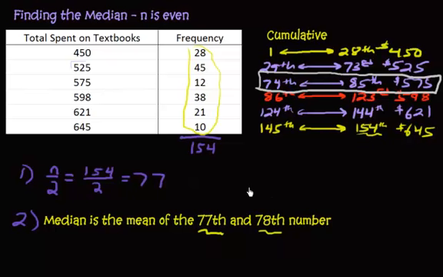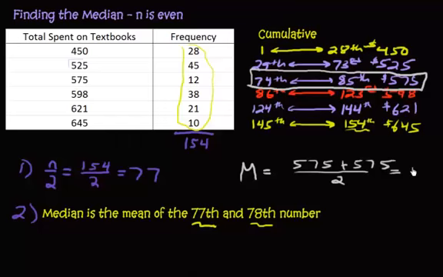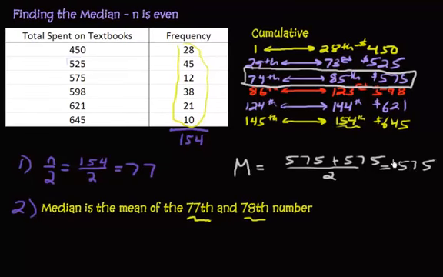All right, so what you're going to do is you're going to take those two numbers, which is they both spent $575. You're just going to add them together, divide by 2, and that's going to be 575. Okay, so let's go ahead and try another example.